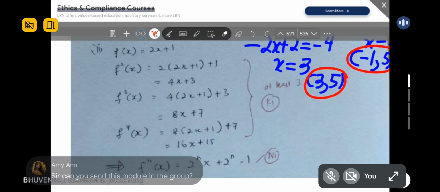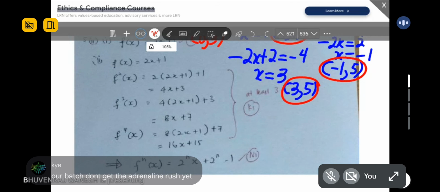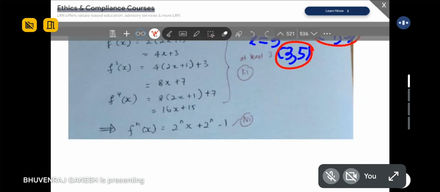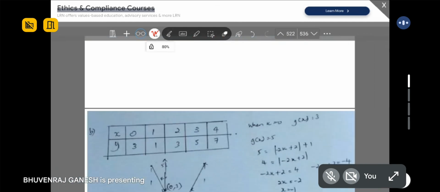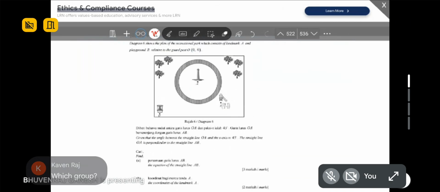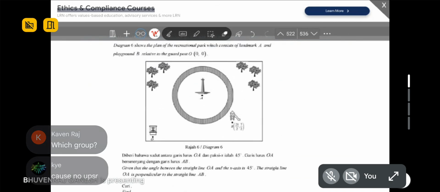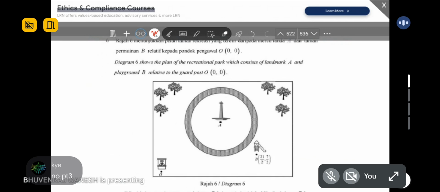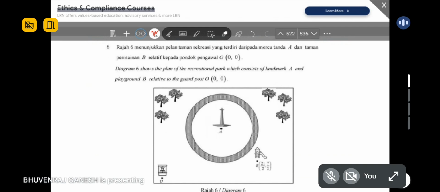You should do that. Can you send this module in the group? Yes, I'm sharing this answer scheme later on. If you're inside my WhatsApp group, you can get. Your batch doesn't get the adrenaline rush yet. Oh, you guys still never got the fear of SPM yet. Still never got. My WhatsApp group. Oh yeah, of course no UPSR, correct. So this is your first major exam, right? So it's a challenge for you guys.